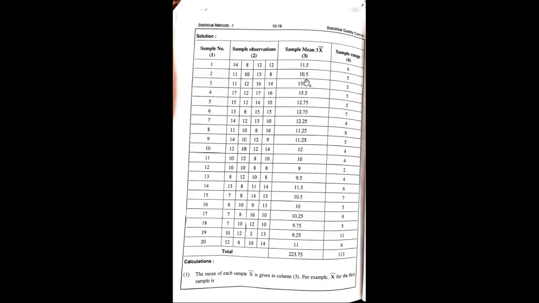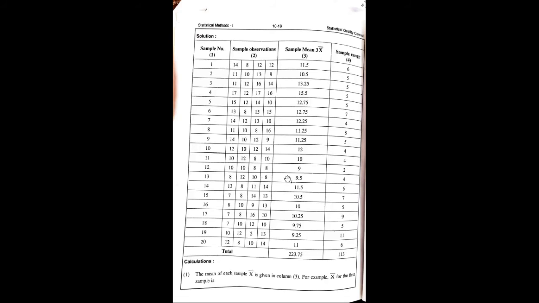Second, 10.5. Third, 13.25. Fourth, 15.5. Fifth, 12.75. Sixth, 12.75. Seventh, 12.25. Eighth, 11.25. Ninth, 11.25. 10th, 12. 11, 10.